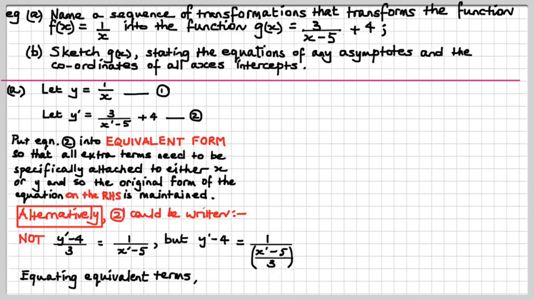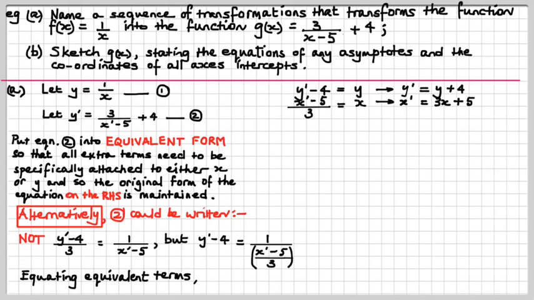You watch. So equating equivalent terms now, we get y dash minus 4 equals y, not y dash minus 4 over 3 equals y. We get x dash minus 5 over 3 equals x. Now, if we solve that for x dash and y dash, we get that. Does it look right? It does.